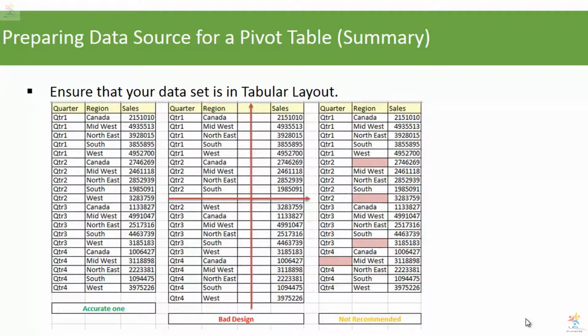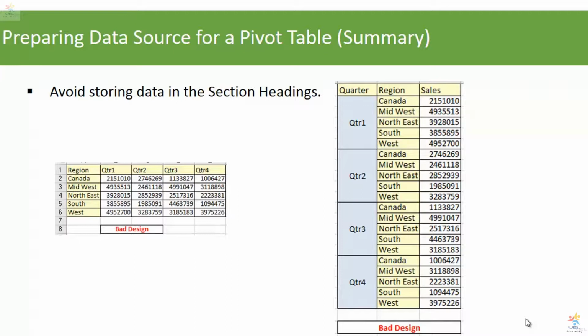Say you can use "not applicable" for those missing values. The next rule is to avoid storing data in the section headings. On the screen, you are seeing two examples of this type of data presentation.